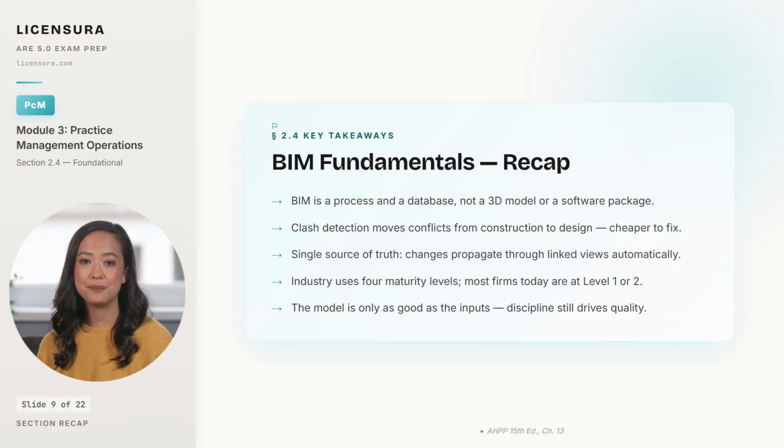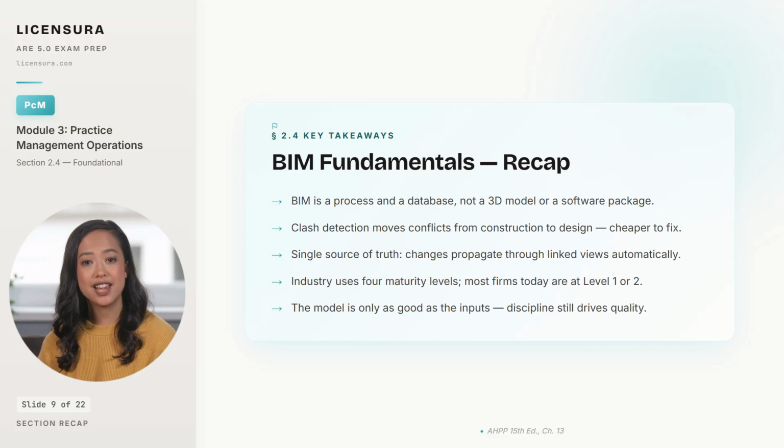5 takeaways on BIM fundamentals. BIM is fundamentally a process and a database, not a 3D model or a software package. Firms that confuse the platform with the practice pay for licensing without capturing the return. The core value proposition is moving conflicts from construction, where they cost field dollars, to design, where they cost office hours. Clash detection in the model is the single highest return feature of the entire approach.